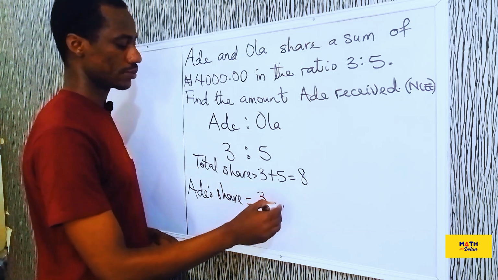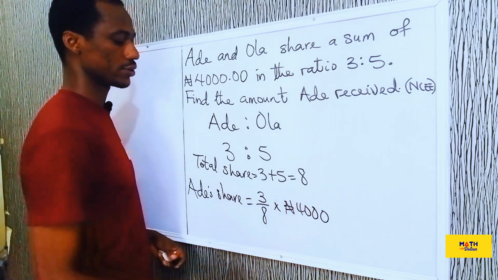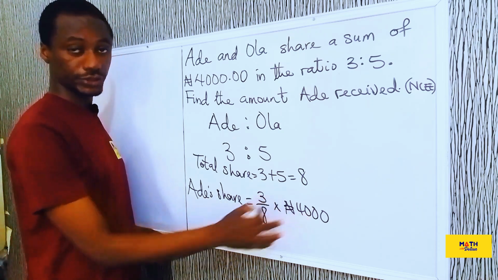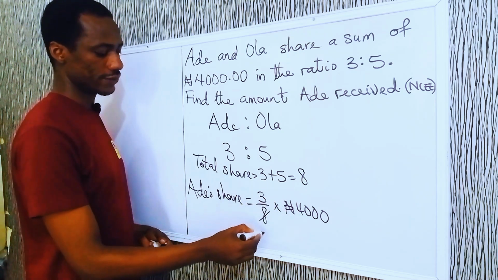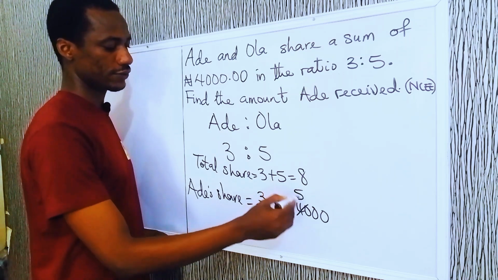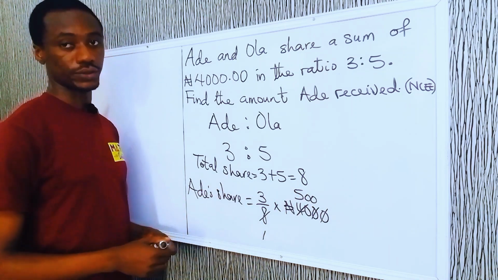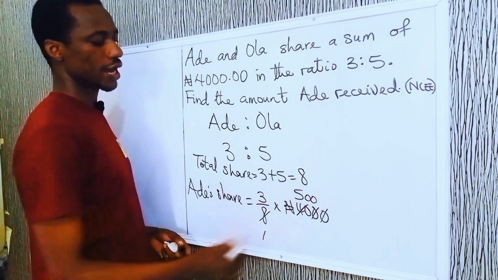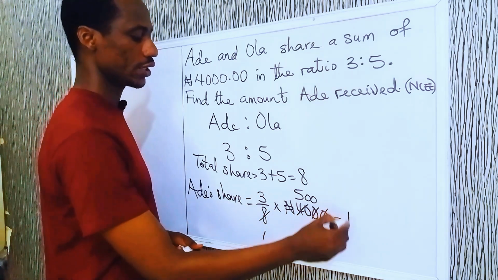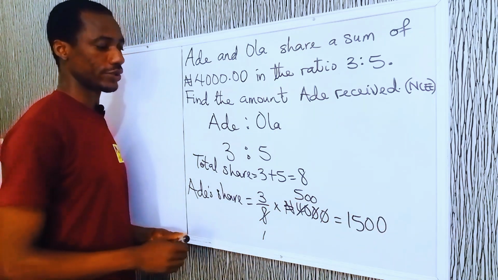That means times the total money, which is 4,000 naira. Let's write it that way, 4,000 naira. So let's divide. 8 can go in 40. We know that 8 times 5 is 40, right? So 8 in 8 is 1, in 40 is 5, and then in 0, 0, and 0, 0. So you have 500 there, right? Now 3 times 500, that would be Ade's share. So 3 times 5 is 15, and 3 times 0 is 0, and you have it that way, okay?